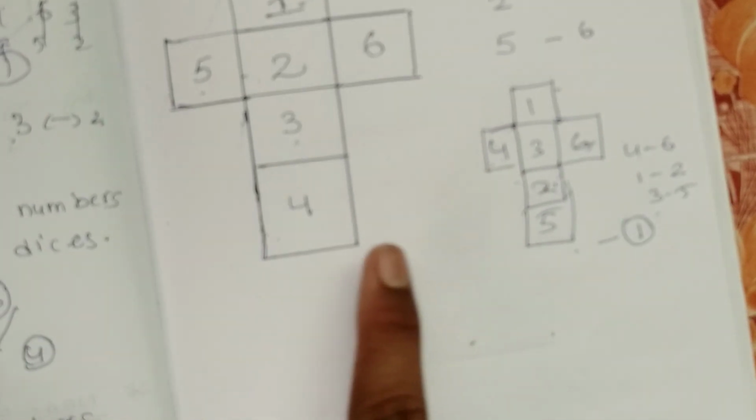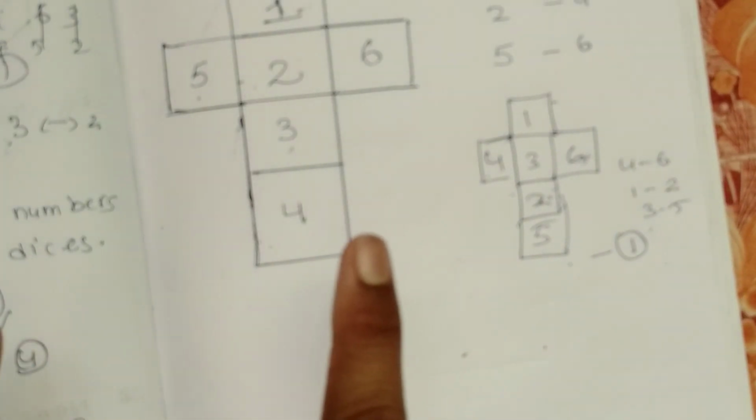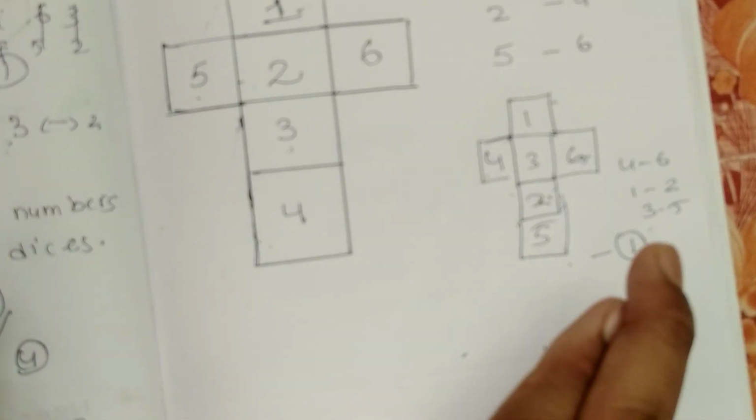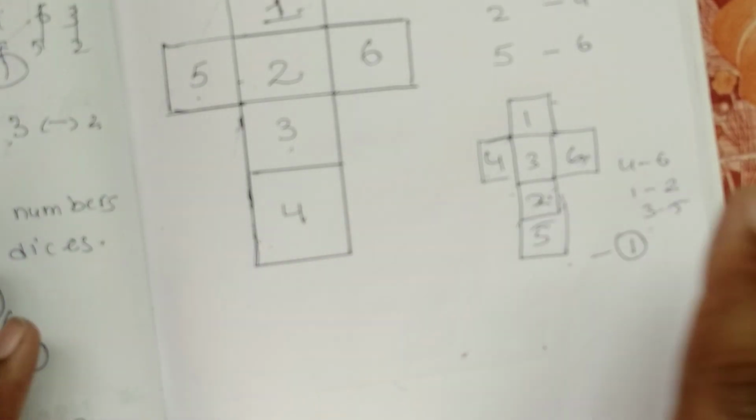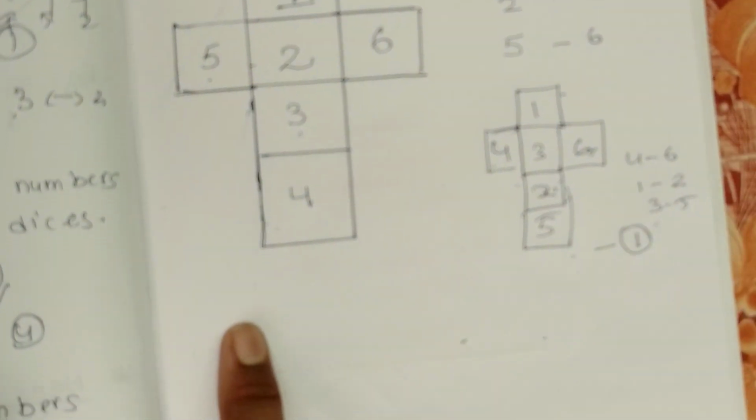Now we'll take example number 2, and by this example number 2 we'll complete the full chapter of the dice. Whatever I taught is the major thing in this whole dice chapter, and nothing more based on this dice chapter is going to come. And in all the exams, for 2 to 3 marks only this dice question will come.